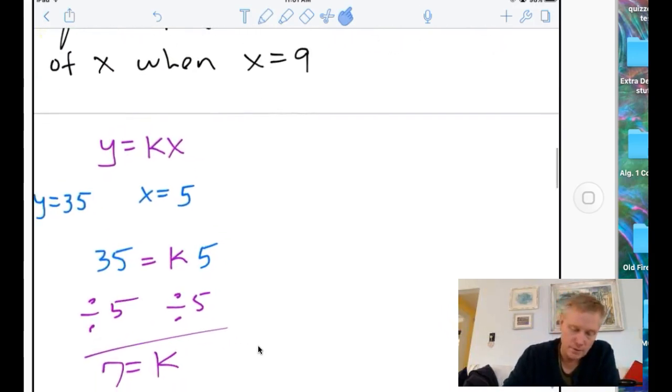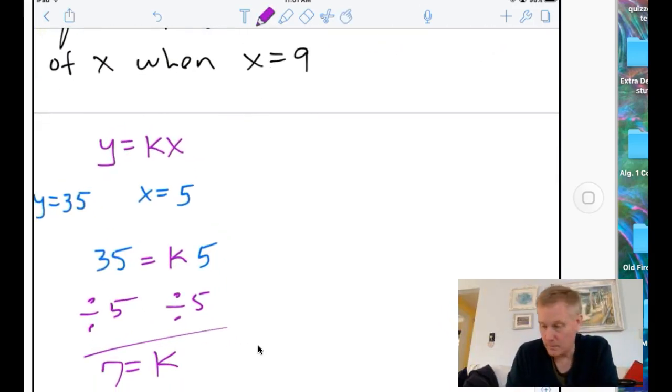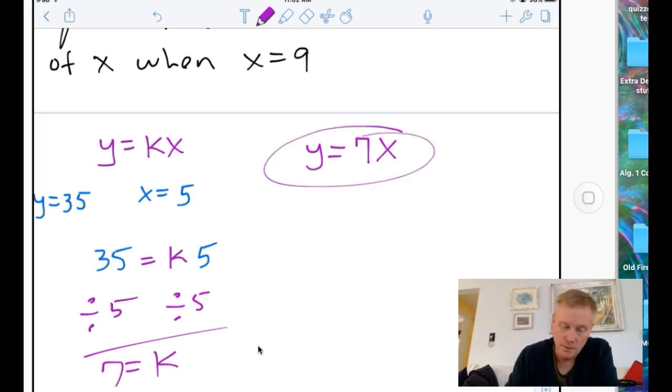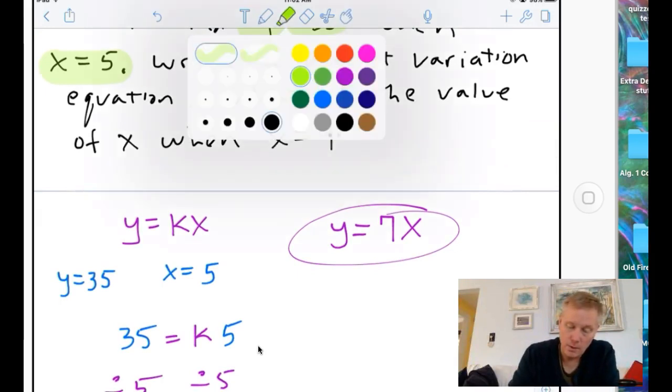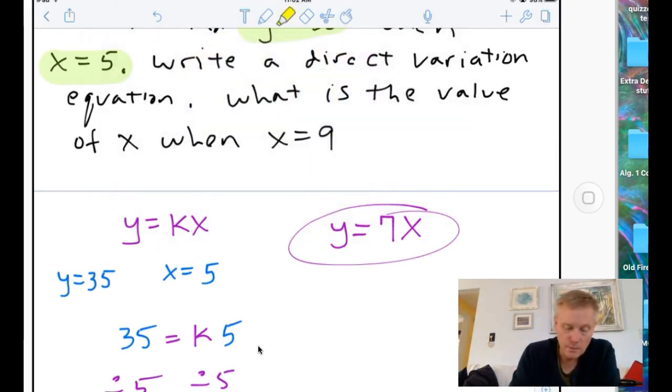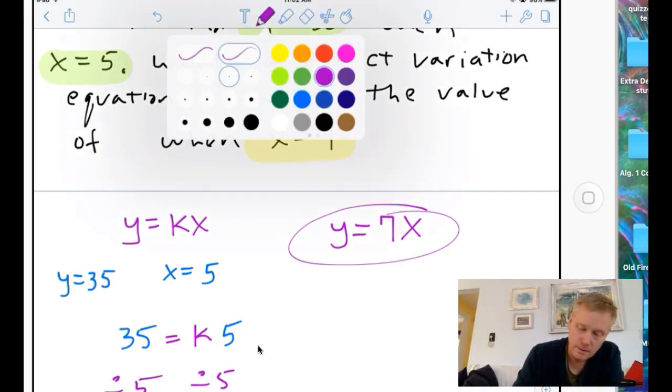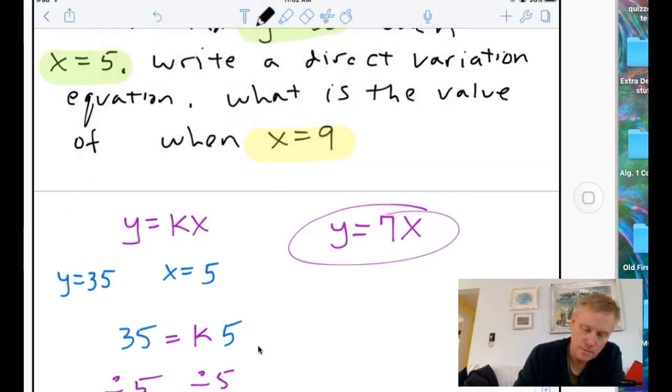Now the first part of the question is where it says, write a direct variation equation: y equals 7x. So that's my first answer. Not the only one, because the second part of the question asks for the value of x when y, that must be a typo, sorry, this is supposed to say the value of y when x is 9. Sorry for that, fix your notes.